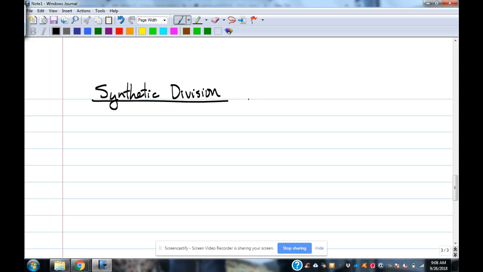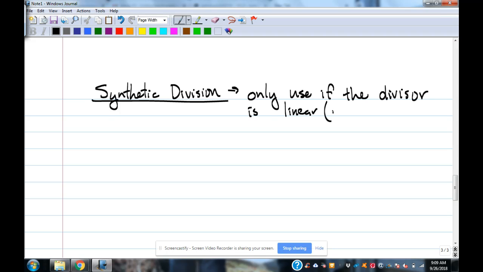Synthetic division takes the letters out of it. Makes it a little easier because you don't have to deal with x squareds and x cubes and all that stuff, okay? But synthetic can only be used if the divisor is linear. No exponent. Okay, that's the only time we can use synthetic. Okay. Which is going to be handy.